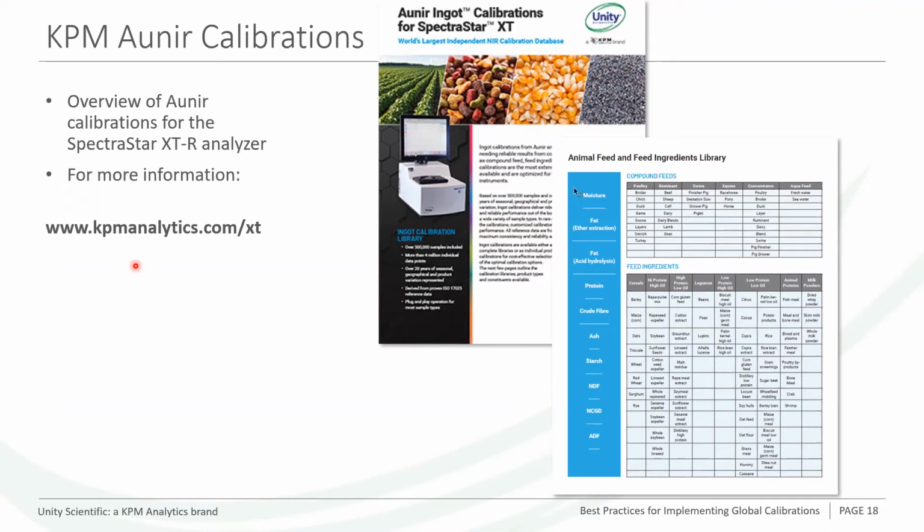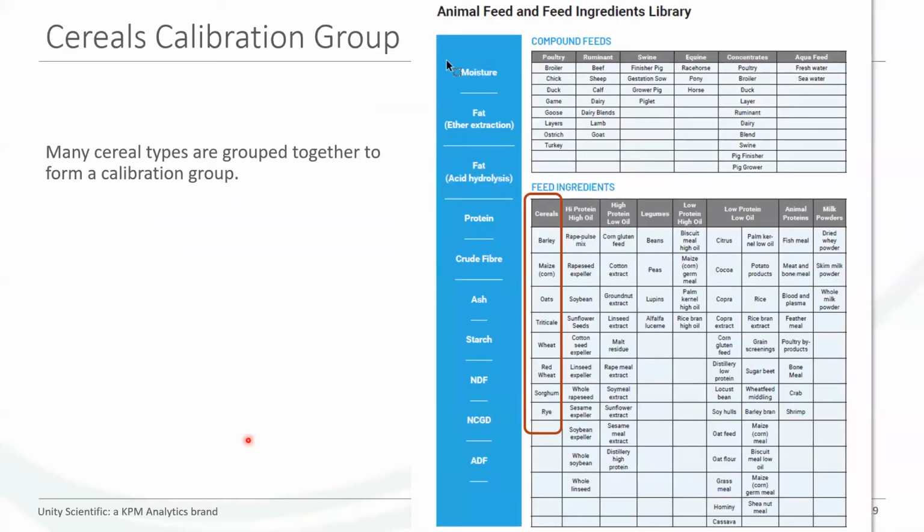Great, thank you. This data sheet goes through the various libraries and breaks out the product groups and the constituents that each one of them is set up to analyze. I'm going to zoom in on the cereals group because we've been talking about cereals. I'm hoping everybody can see this on your screen, but the cereals group is here in the feed ingredients. It includes barley, maize, oats, triticale, wheat, red wheat, sorghum, and rye. Those are the main product types that are included, and they're grouped together as a calibration group for some of the reasons that I just described.